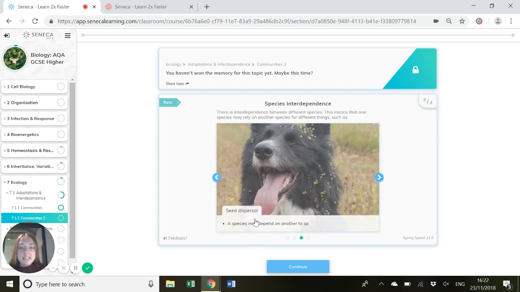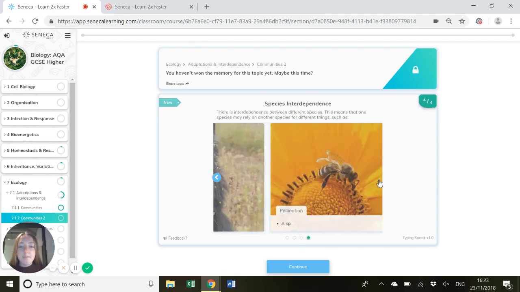And also for seed dispersal, so a species may depend on another species to spread its seed. Here we've got a picture of a dog which has got lots of seeds stuck all over it. This dog has run through a plant, got seeds stuck on it, and it'll run off somewhere else. These seeds will fall off, so they're taken away somewhere else, and then they can germinate and grow into a new plant. Seeds need to be dispersed so that they're not growing exactly where their parents are, so they don't have to compete with their parents for the resources in the area.